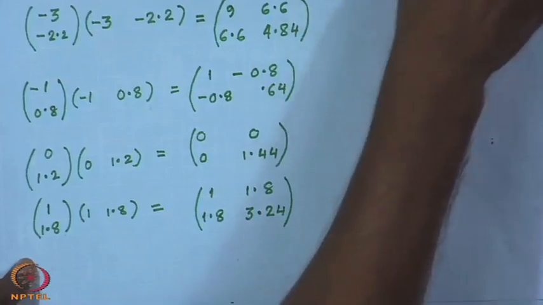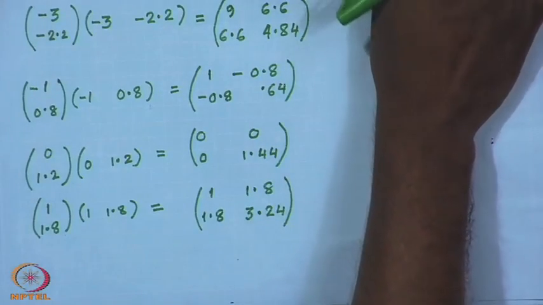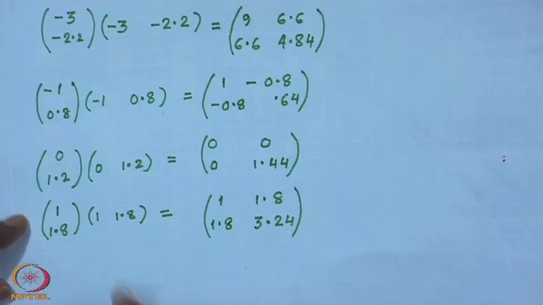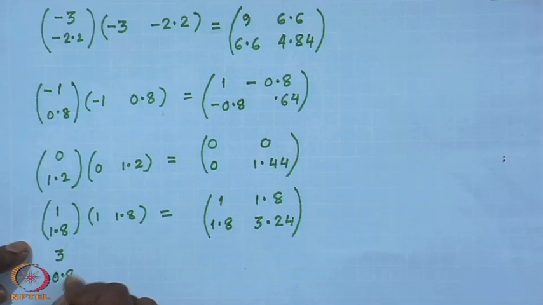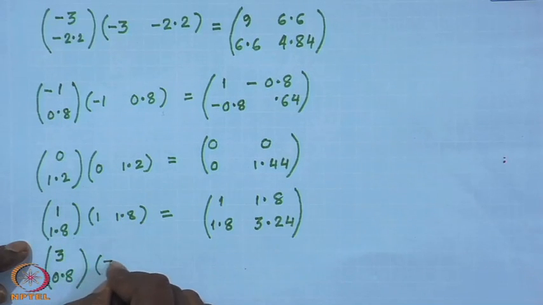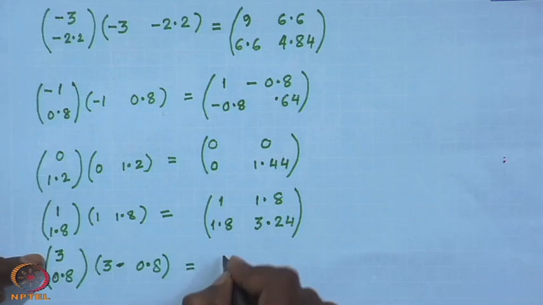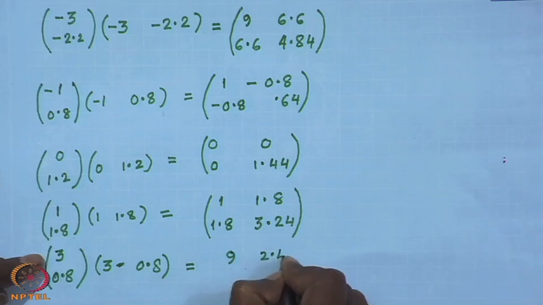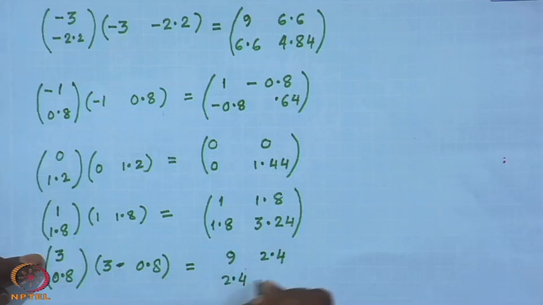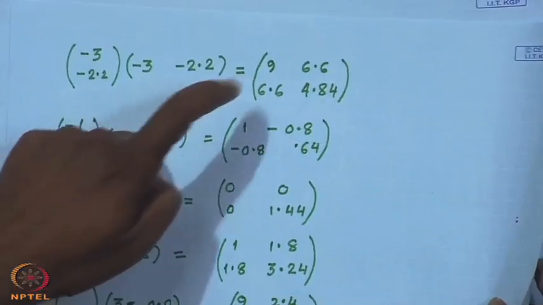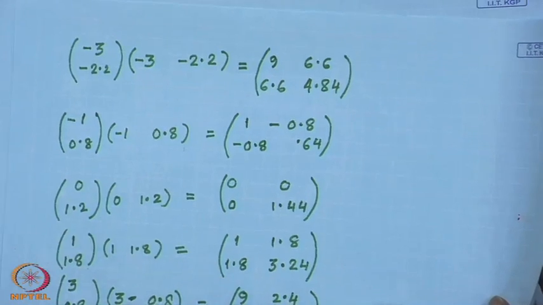And then the fourth one, x minus mu 1 for the fourth one was 3 and 0.8. So, if I compute this, 3, 0.8, 3, 0.8, it will be 9, 2.4, 2.4 and 0.64. Okay. So, these are the 5 matrices that I have: 1, 2, 3, 4, 5.